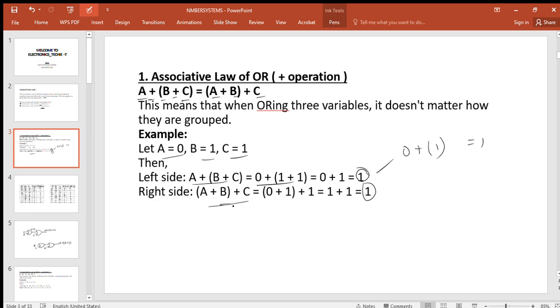And here we can observe that A is 0 plus 1, B is 1, and plus C is 1. So 0 plus 1 is nothing but 1, 1 plus 1 is nothing but 1. So the result will be 1. Whatever the OR operation, you can combine the inputs in different ways, but the output will be the same. So the associative law is applicable to the OR operation.